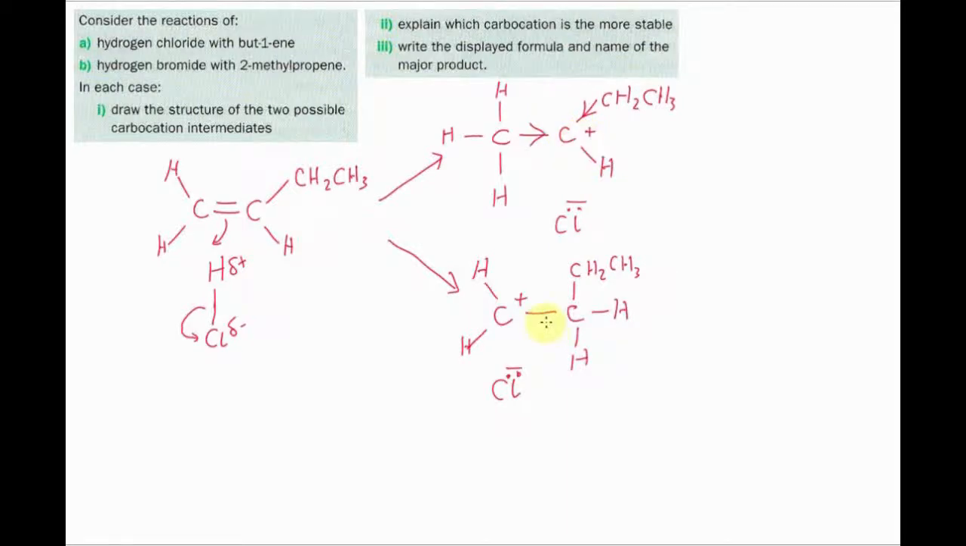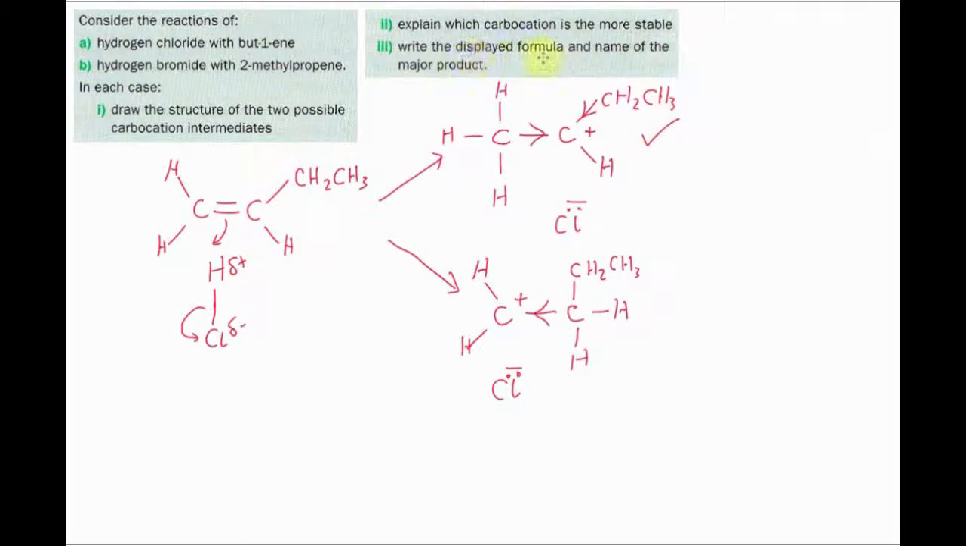Whereas if we have a look at this one, we've only got one alkyl group that's pushing charge on, because then we've got 2 hydrogens here that are attached to that carbon with a positive charge. Here we had 2 alkyl groups pushing charge onto there. Here we've got 1 alkyl group just pushing charge on. So this one is the more stable.